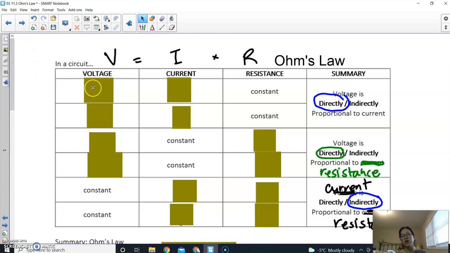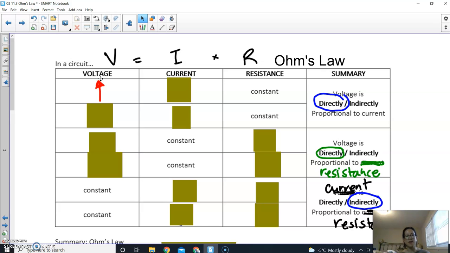The question is, what happens if, for example, the voltage increases? If I'm keeping the resistance constant and the voltage increases, that means the electrical pressure is increasing.